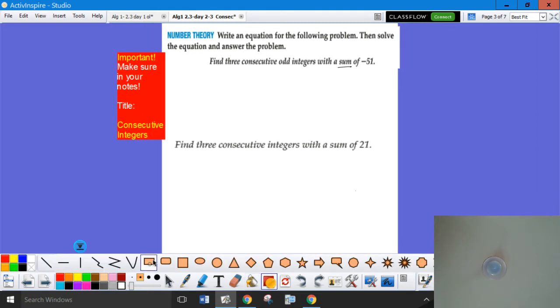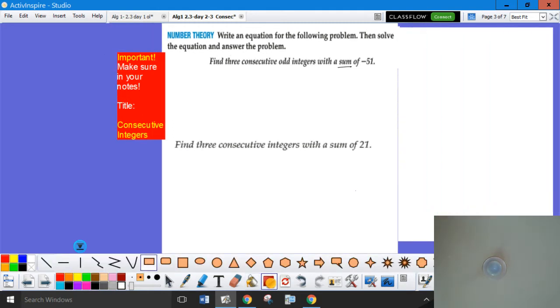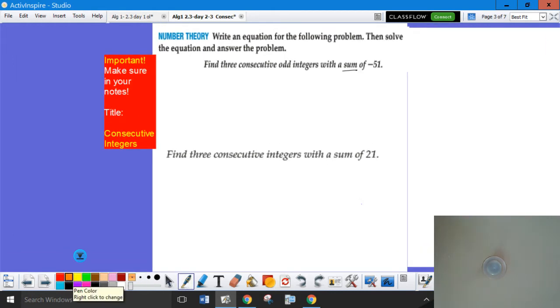So I'm going to go ahead and give us a little bit more writing space here. And let's say that we start with the odd integer of 11. Well, the next integer would be 13, then 15, then 17, etc. So if 11 is x, how do I go from 11 to 13? Well, that's plus 2. So the expression is x plus 2, because I started with x and went 2 more.